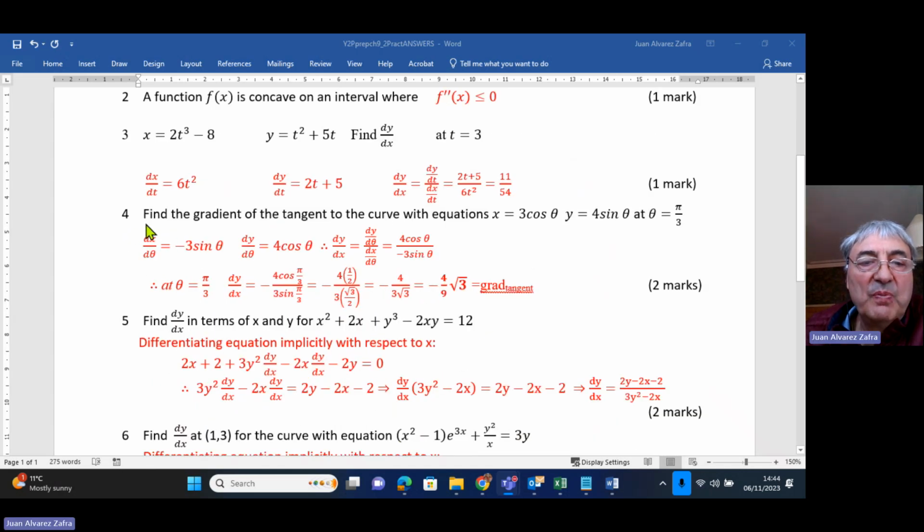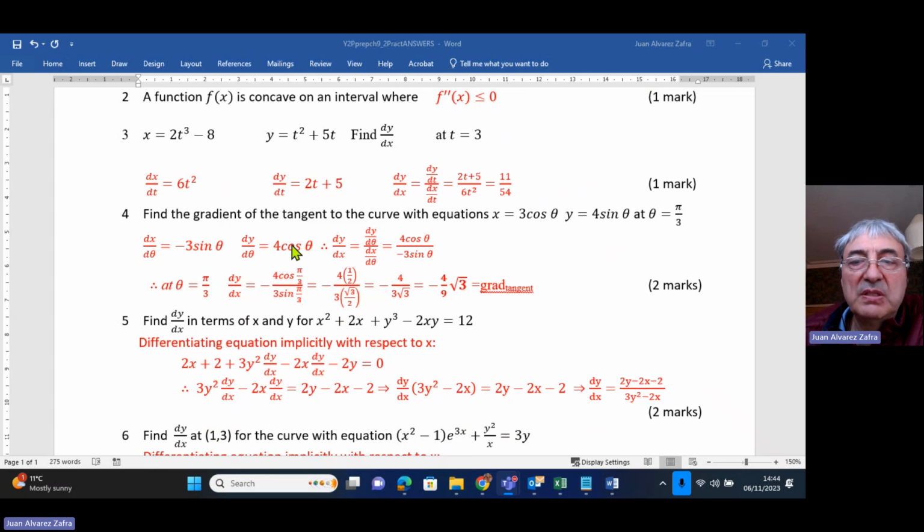Similarly, for question 4, we're asked to work out the gradient of the tangent to a curve. Now, the gradient of the tangent is the same as the gradient of the curve. So effectively, it's the same as question 3. We've been asked for dy dx at the value of the parameter being pi over 3. So we get dy dx is dy d theta, the parameter here is theta rather than t, over dx d theta.